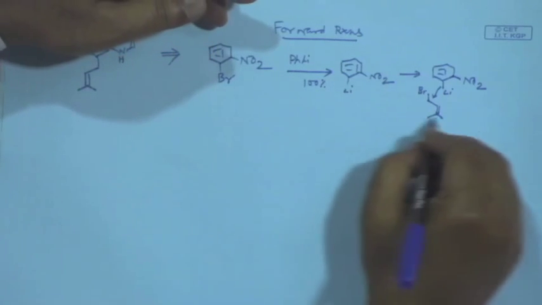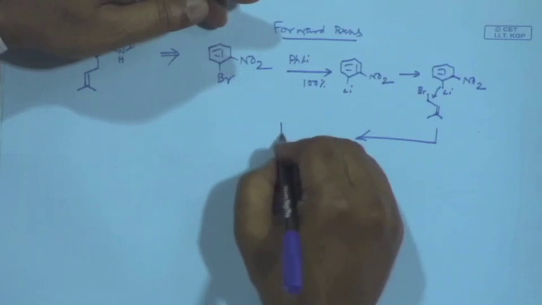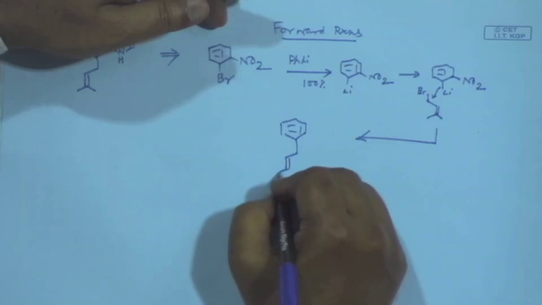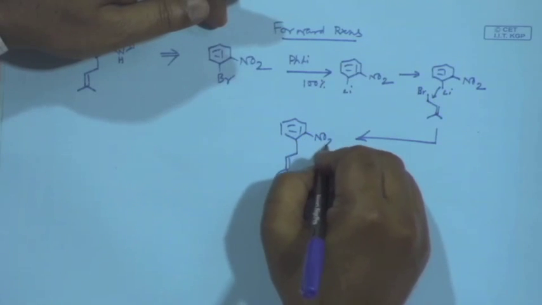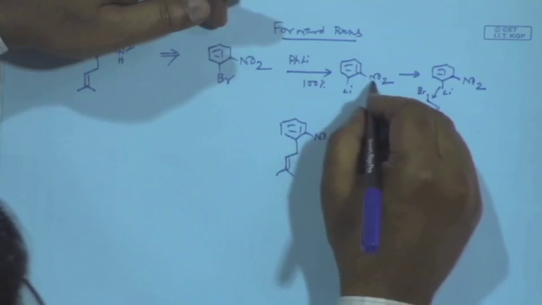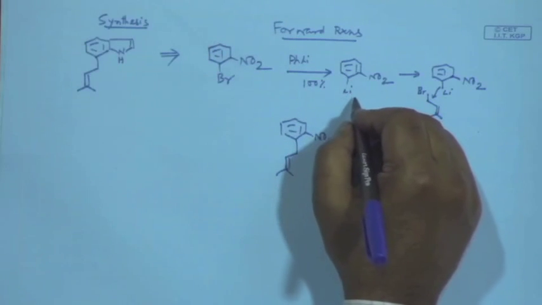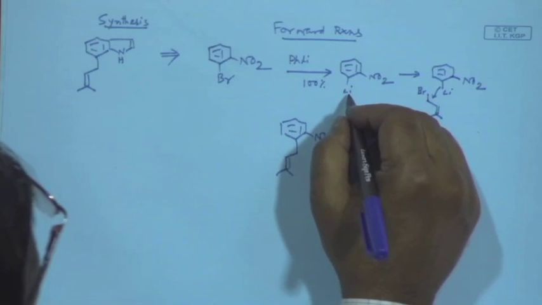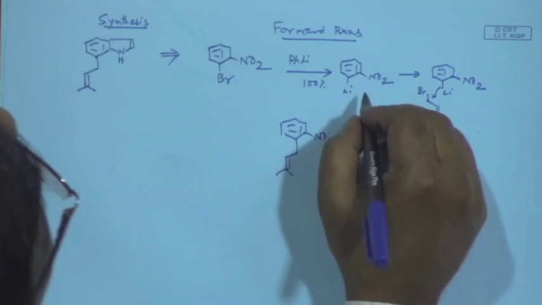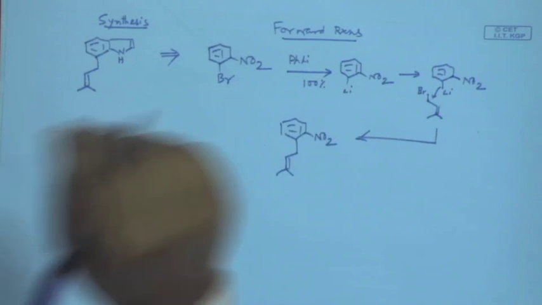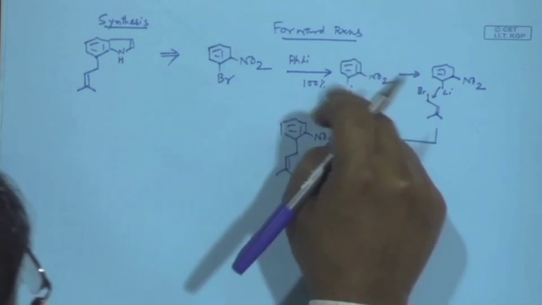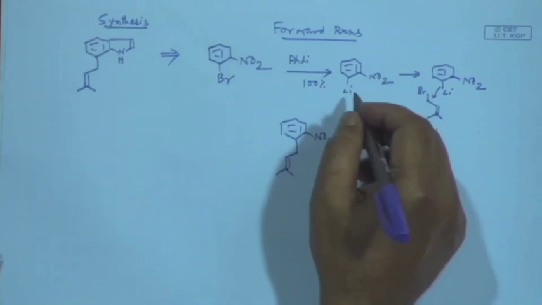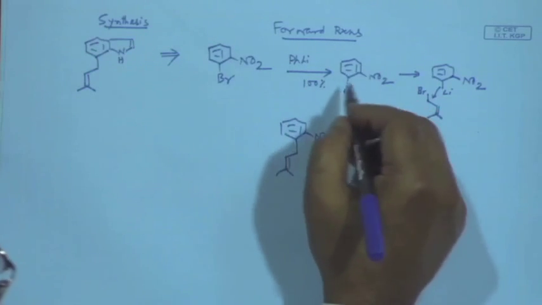So the product then would be just basically a prenylation, and you have to take note of the stability of this lithio nitrobenzene, because we have seen that many alkyl lithiums also undergo addition to the nitro compounds. But in this particular case, it is pretty stable. Probably by controlling the temperature, you can stop further reactions of these.